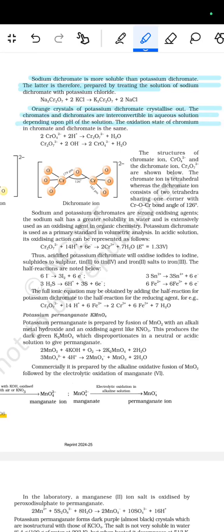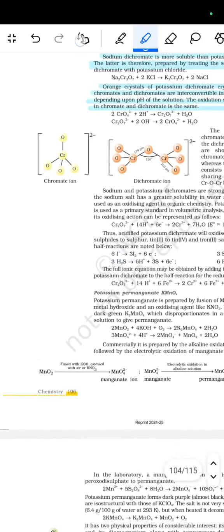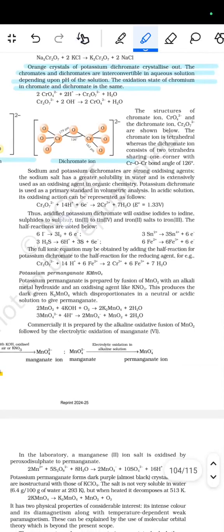The oxidation state of chromium in chromate and dichromate is the same. तो CrO4 2- plus 2H plus, Cr2O7 2- में कन्वर्ट हो जाता है plus H2O, और Cr2O7 2- plus 2OH- तो CrO4 2- plus H2O में कन्वर्ट हो जाता है। यहाँ पर दिए हुए क्रोमेट आयन CrO4 2- का स्ट्रक्चर और यहाँ पर डाइक्रोमेट Cr2O7 2- का जो दिया हुआ है, इसमें 179 पिकोमीटर होता है, 126 डिग्री और 153 पिकोमीटर होता है.